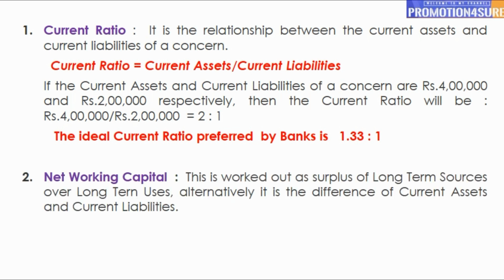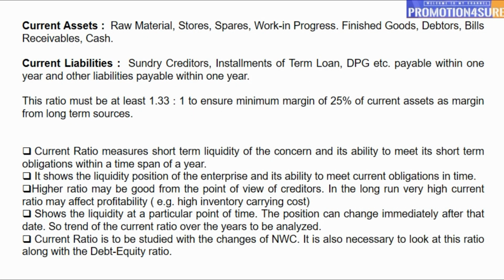Net working capital is worked out as surplus of long-term sources over long-term uses. Alternatively, it is the difference of current assets and current liabilities. So net working capital is current assets minus current liabilities. Current assets: raw materials, stores, spares, work in progress, finished goods, debtors, bills receivable, cash. Current liabilities: sundry creditors, installment of term loan, deferred payment guarantee, etc., payable within 1 year, and other liabilities payable within 1 year.